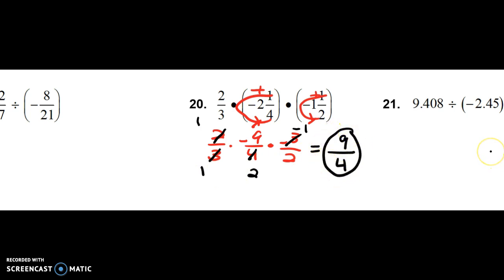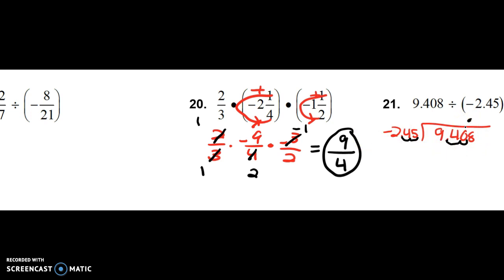And this is going to be the last one I do here. 9.408 divided by negative 2.45. So when you are dividing, you have a decimal on the outside. You need to remember that you need to move that decimal as far over as you can, so it's as close to the house as possible. Then you got to move this one that same amount. Then I have 245. 245 goes into 940.